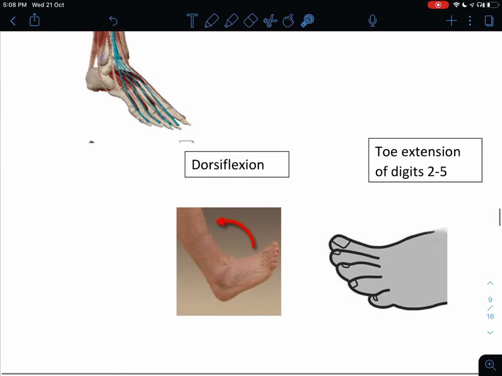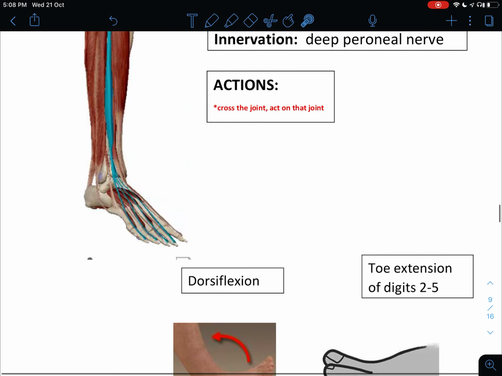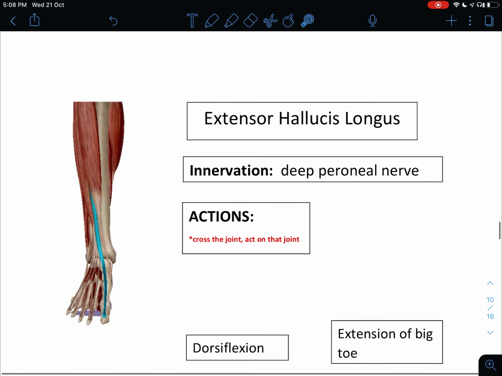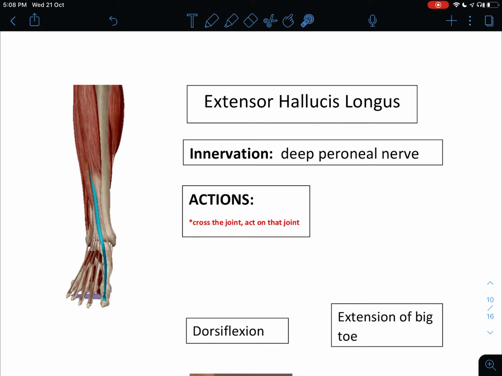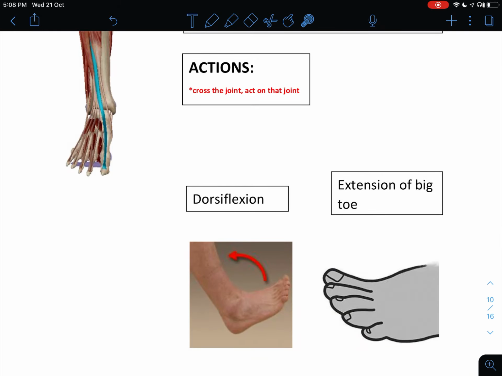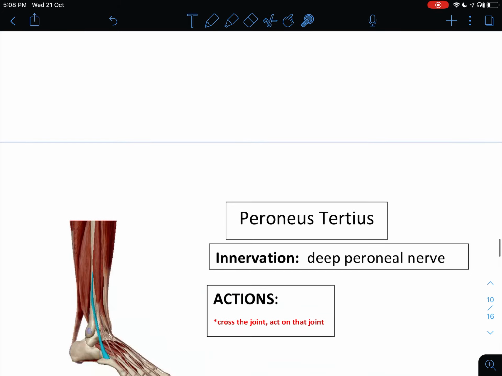And then, since we have a digitorum longus, we have a hallucis longus as well, but extensor hallucis longus. It's innervated by the deep peroneal nerve and acts on the big toe for extension of the big toe and also dorsiflexion of the ankle.